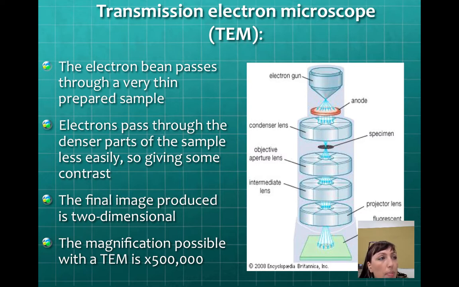A TEM passes a beam of electrons through a very thin section of a specimen. The interaction of the electrons with the specimen is detected and used to create an image. Transmission electron microscopes have a very high resolution and can even allow you to see single atoms. This would never be possible with a light microscope. The final image is two-dimensional, and the magnification possible with the TEM is times 500,000.